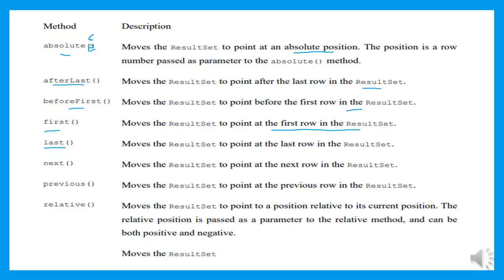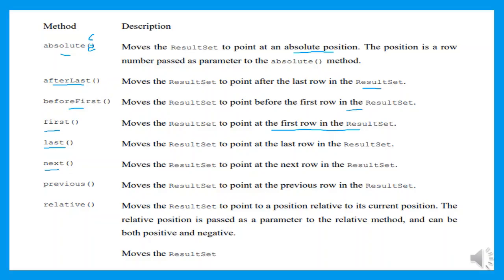The next method is next. The next method points to the next row in the result set, starting from the first row of the table. Suppose I invoke the first method, so the cursor is in the first row. Now I want to retrieve the second row. In that case, I will call the next method. When I invoke the next method, it is pointing to the second row.